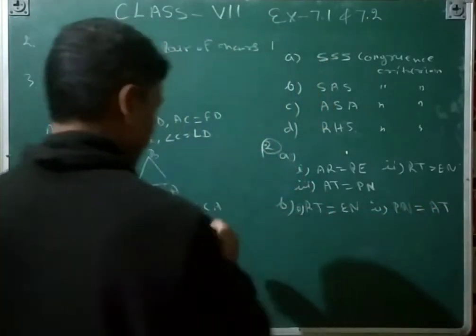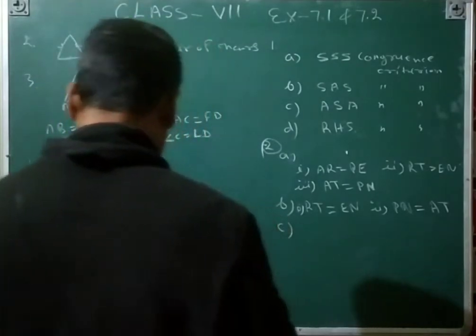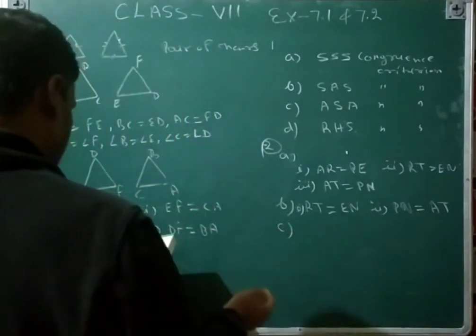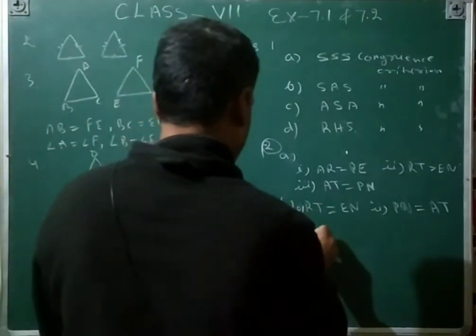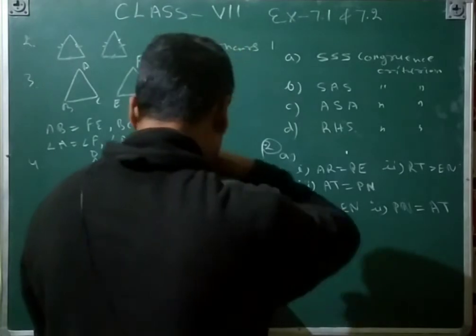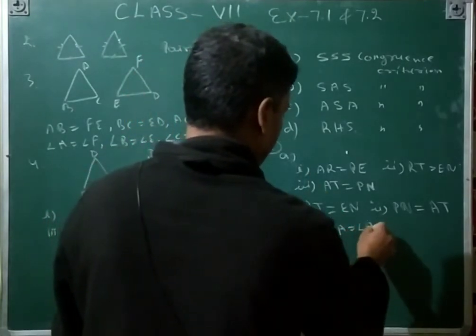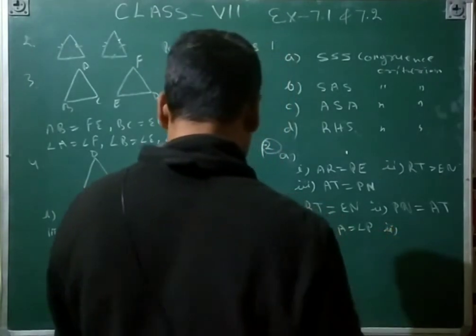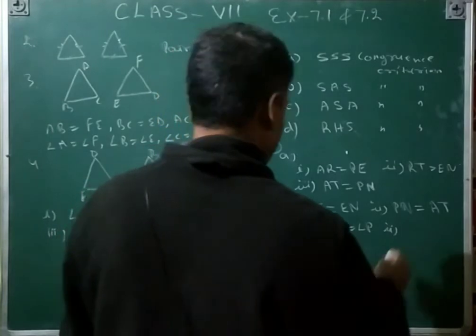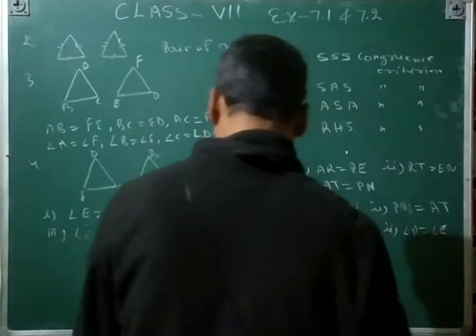And then C part, one side is given, we will find the two angles. So in the first part, angle A is equal to angle P. Second part, angle R is equal to angle E.